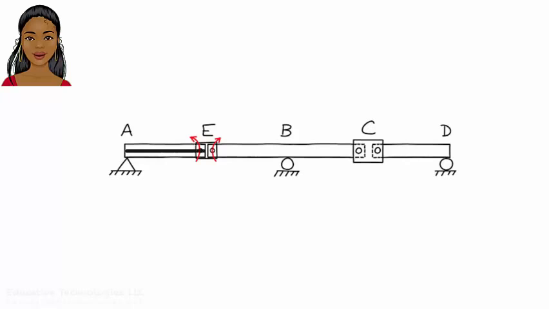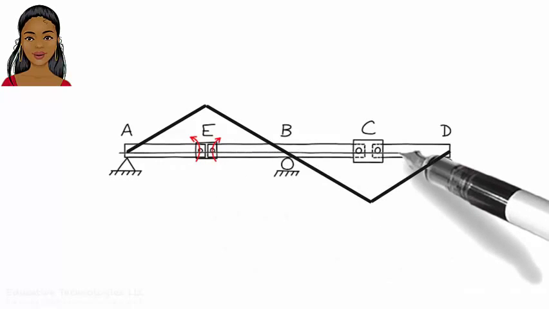Bar AE wants to turn counterclockwise since the moment supplied to the bar at E is counterclockwise. For AE to turn counterclockwise, point E has to move up. But if E moves up, C has to move down, as bar EC has to have a clockwise rotation. Consequently, bar CD rotates like this. So here is the influence line for moment at E.